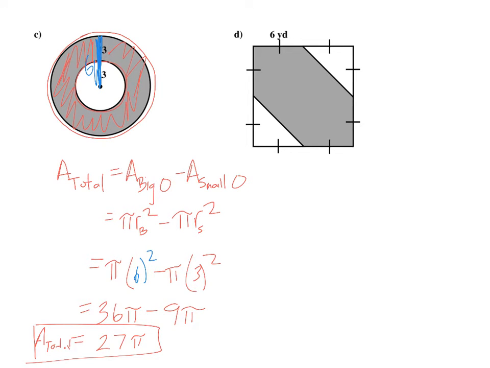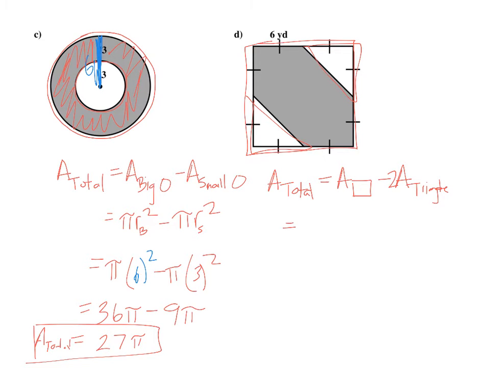All right. Next one, part D. All right, what do we have here? We have a square, and we're cutting away these two triangles. Okay. So our setup will be the area total is equal to area of the square minus the area of the triangle. But how many triangles are there? There's 2 of them, so 2 times the area of the triangle.